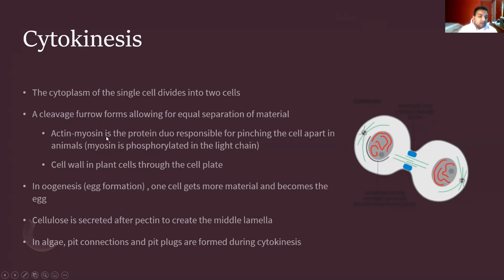Myosin is phosphorylated in the light chain to help activate actin. And the cell wall in plant cells, through the cell plate, is formed to allow for the separation of the two cells, because you need a new cell wall for your new side, right? Because you have a rectangle. If you just split it in half like this, everything's going to fall out. So you need to actually add a wall in the middle here to allow it to separate equally.